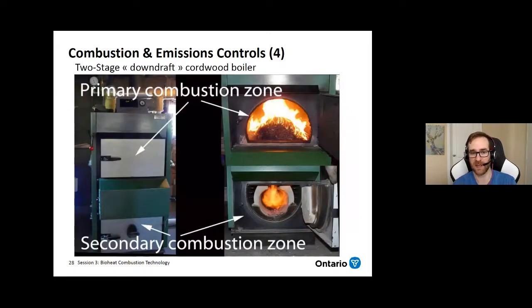So how does it look? This is an indoor European style cordwood boiler. It has what's called a two-stage downdraft combustion. On the top part, you have where you put your cordwood and light your fire, and then in the lower combustion chamber, that's where you have the secondary combustion. That's really where you would see the flame coming out.